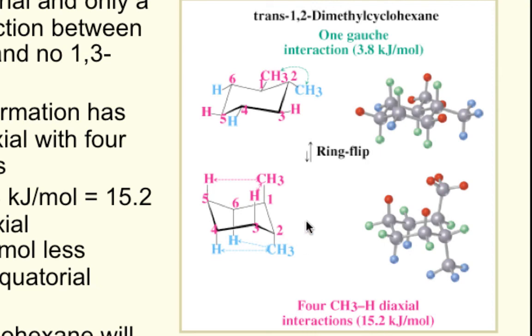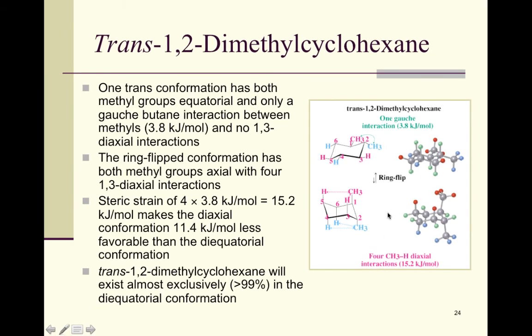Now this one has no other interactions because the methyls are anti to each other. But it's still 15.2 kilojoules per mole. This is our highest energy. So the trans 1,2-dimethyl cyclohexane, depending on which conformation you have, can be the lowest energy or the highest energy. The trans 1,2-dimethyl cyclohexane will exist almost exclusively in the di-equatorial conformation, and that's because it only costs 3.8 kilojoules per mole versus this 15.2.